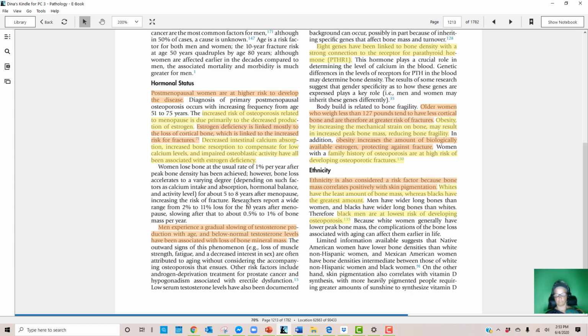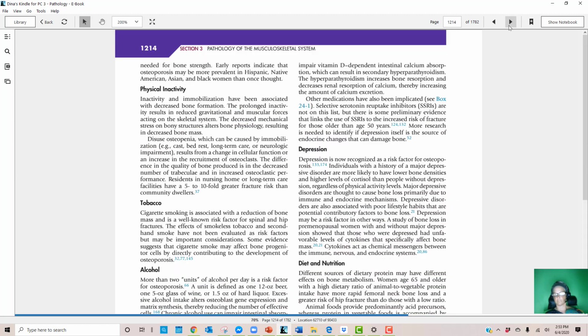Limited information available suggests that Native American women have lower bone densities than white non-Hispanic women, and Mexican American women have bone densities intermediate between those of white non-Hispanic women and black women. On the other hand, skin pigmentation also correlates with vitamin D synthesis, with more heavily pigmented people requiring greater amounts of sunshine to synthesize vitamin D needed for bone strength. Early reports indicate that osteoporosis may be more prevalent in Hispanic, Native American, Asian, and black women than once thought.